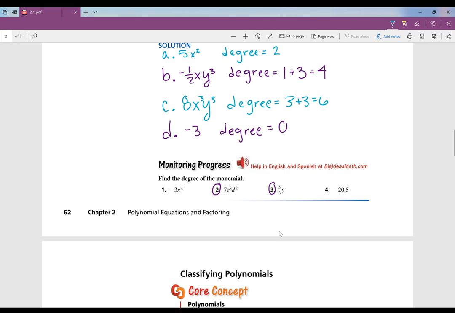Alright, so you should have tried these monitoring progress quiz questions, and so we're just going to go over the answers really quick. For number 2, you should have done 3 plus 2 equals 5, and that would be your degree. And then for 3, you just have y to the 1 power, so your degree would be 1.